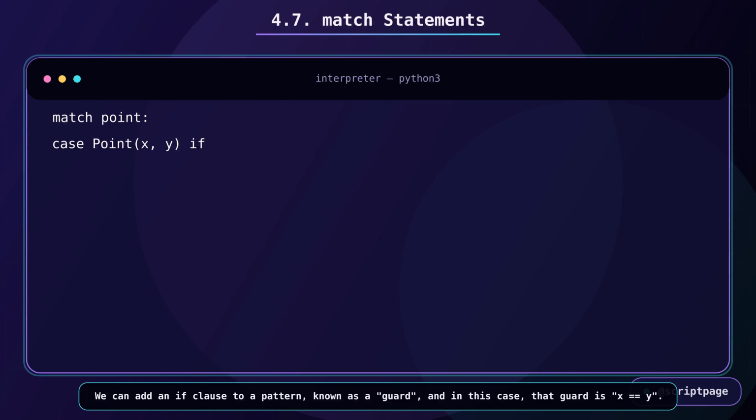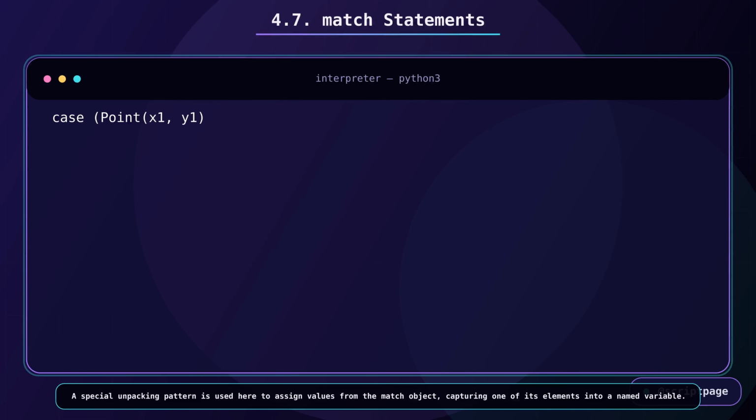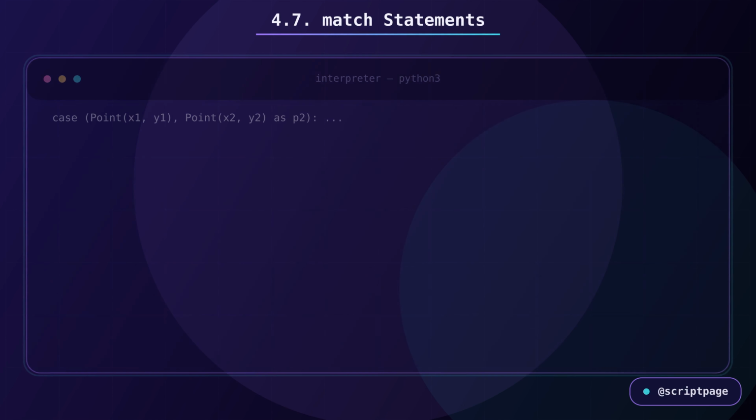We can add an if clause to a pattern known as a guard, and in this case, that guard is x equals y. A special unpacking pattern is used here to assign values from the match object, capturing one of its elements into a named variable.